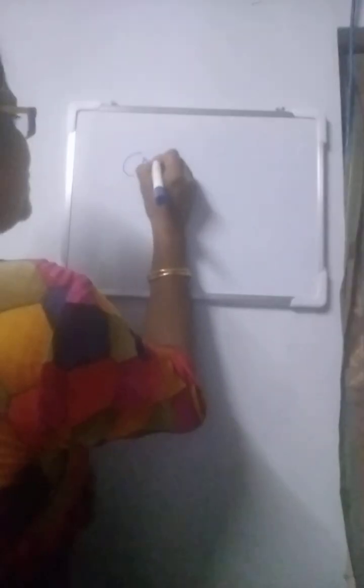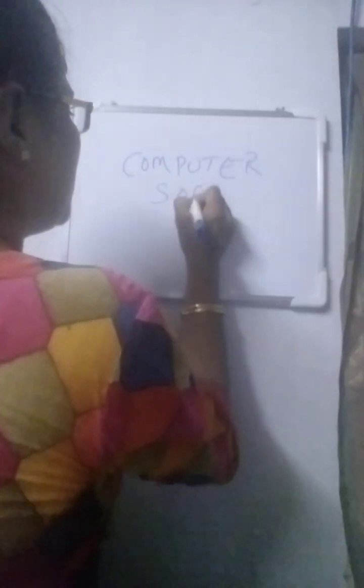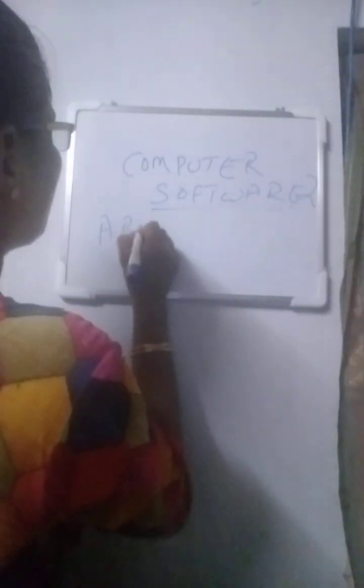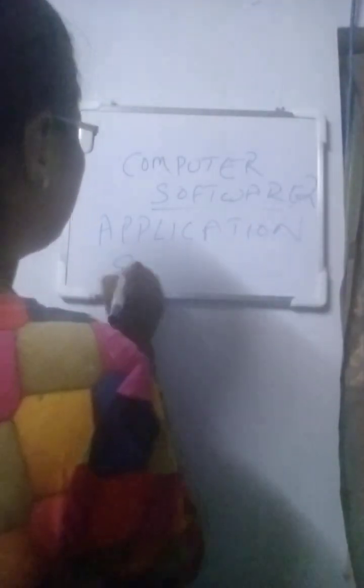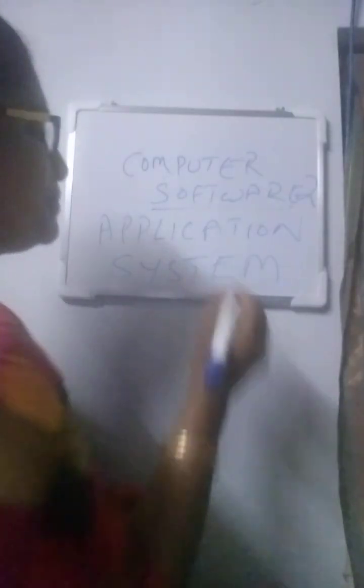Computer software can be divided into two types: application software and system software. Application software, system software. Computer software can be divided into two types: application software, system software.